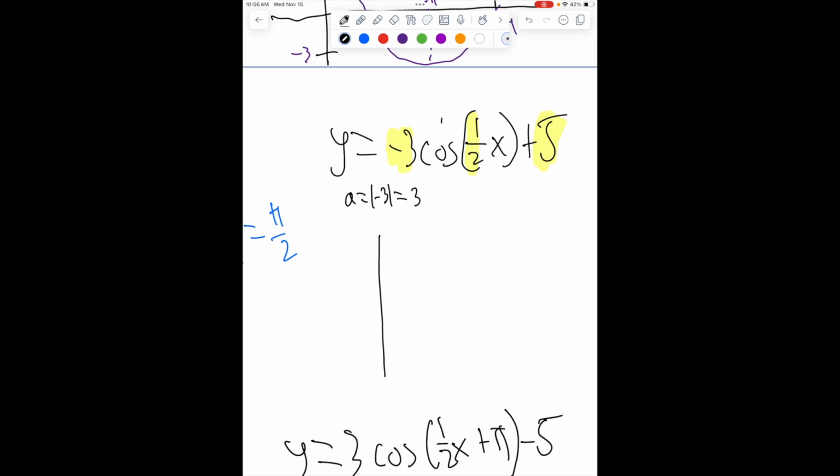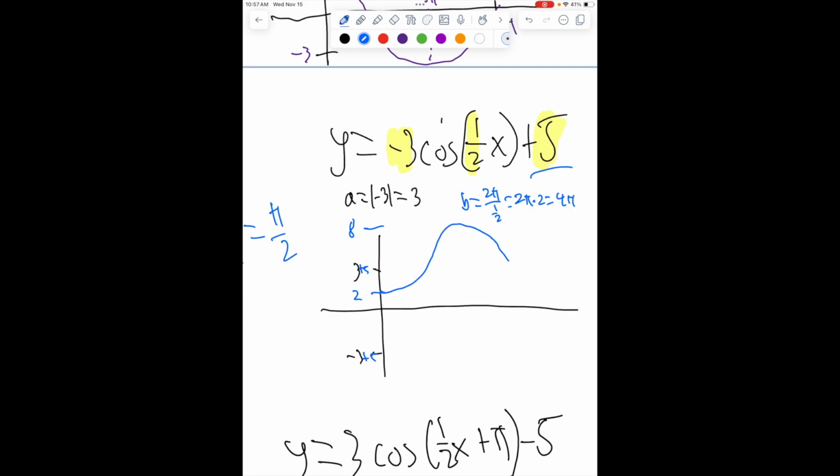So in general, if I'm just thinking, all right, here's 3, here's -3, but I have to apply a +5 shift. So I'm going to add 5, that's going to move this up here to 8, and that's going to move this to 2. Now let's worry about our b value. Again, 2 pi divided by 1/2. That's really like 2 pi times 2, which gives me 4 pi. So because it's -3 cosine, I'm going to start at 2. I'm going to go up to 8 and down to 2, like this.